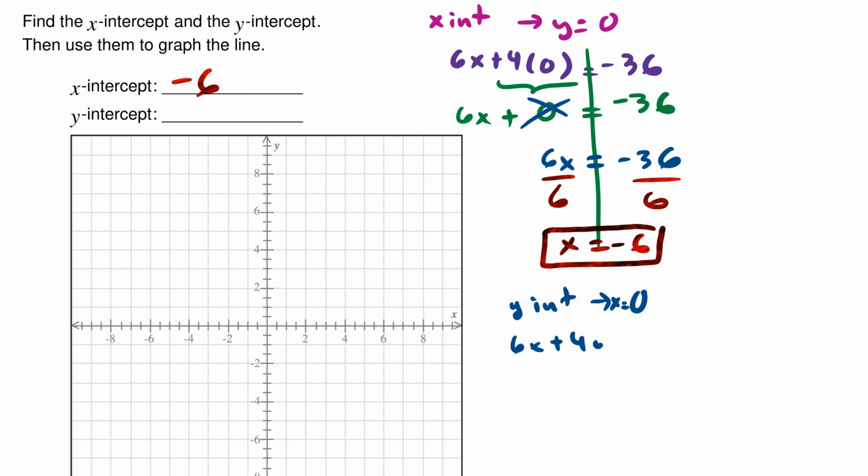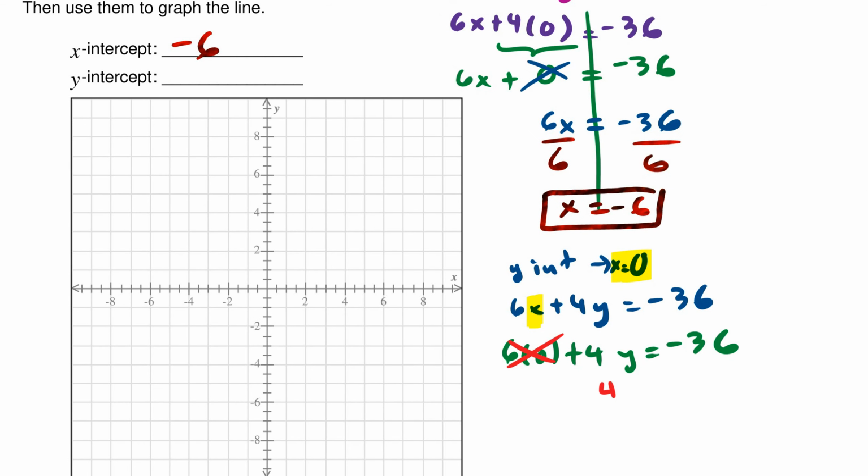6x plus 4y equal to -36. We're going to plug in 0 for x. That will be 6 times 0 plus 4y equal to -36. 0 times 6, you can cross it out. That will give you 4y equal to -36. Then to solve for y, we divide by 4 on both sides. So y equal to -9.